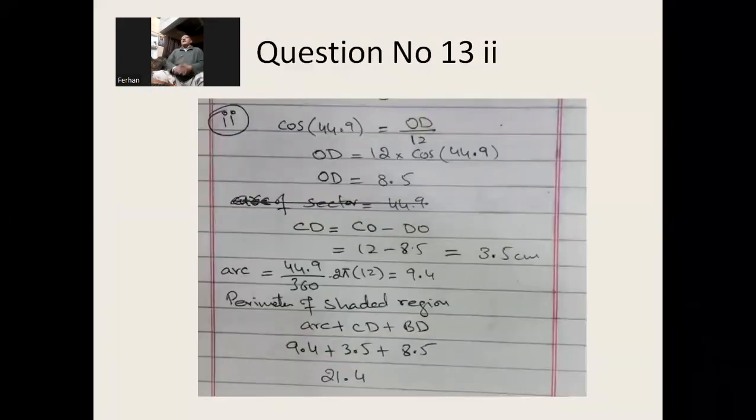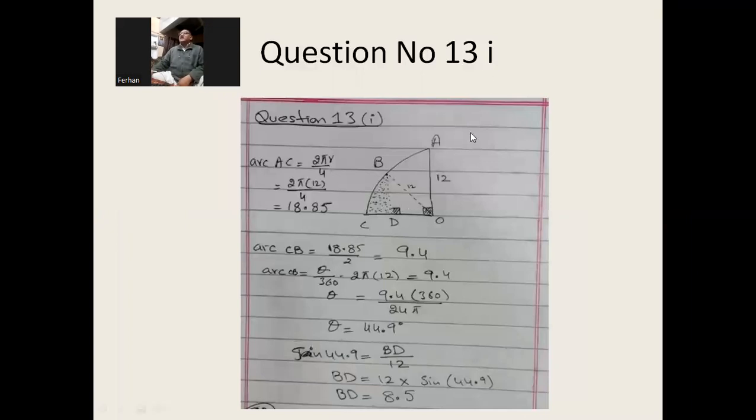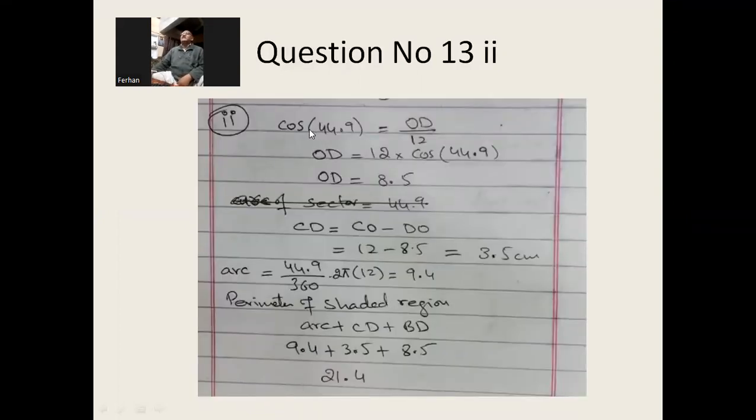So I will apply on this right angle triangle. I know this is 44.9, I know this is 12, and I want to know DO. I will apply the cos. Cos will be the base by hypotenuse, so I will get the value of DO. Here you can see cos 44.9 equals OD, the base, divided by hypotenuse, that's 12. So OD will be equal to 12 multiplied by cos 44.9, and OD will be 8.5.